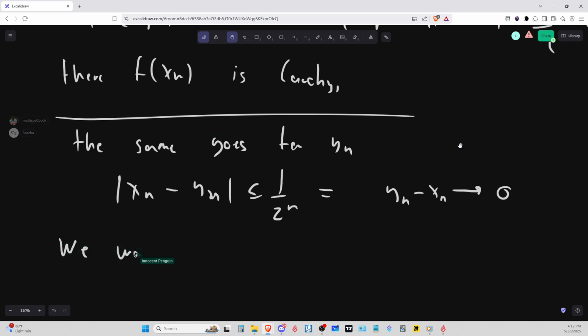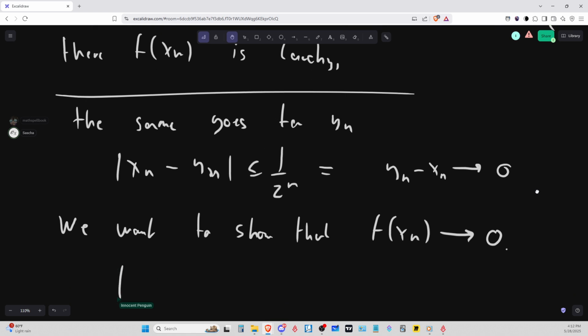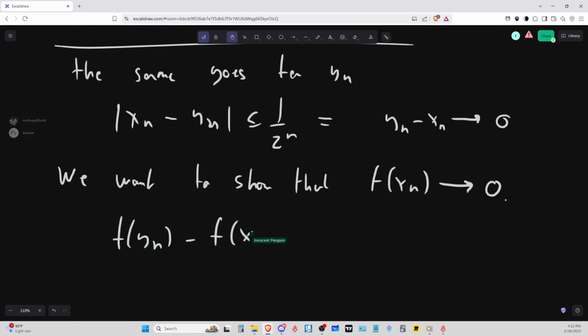that f of x_n is going to 0. The thing that we want to show is that the difference between f of y_n minus f of x_n is going to 0. Because if we're able to do that, then we will be done: f of y_n is always positive and f of x_n is always negative, so the only way this can happen is that the two sequences have to go to 0.